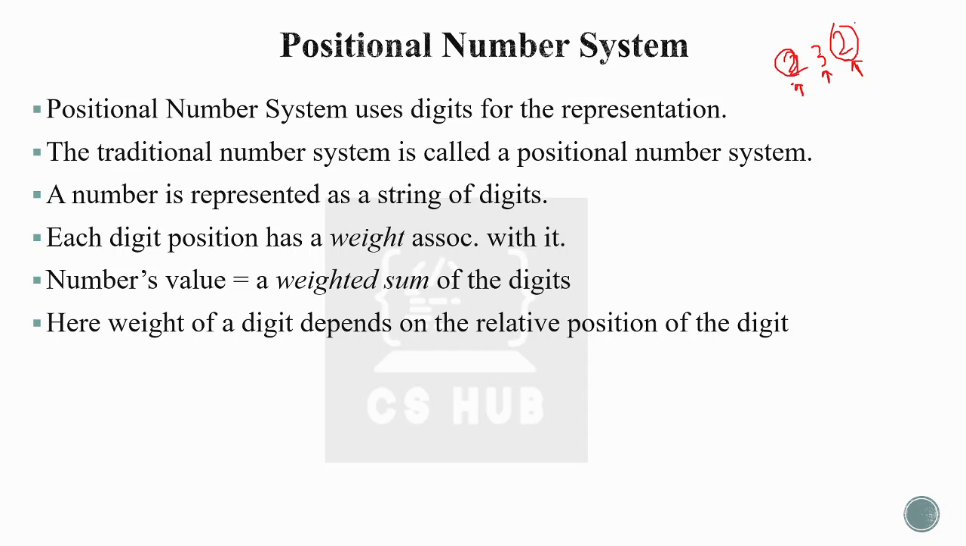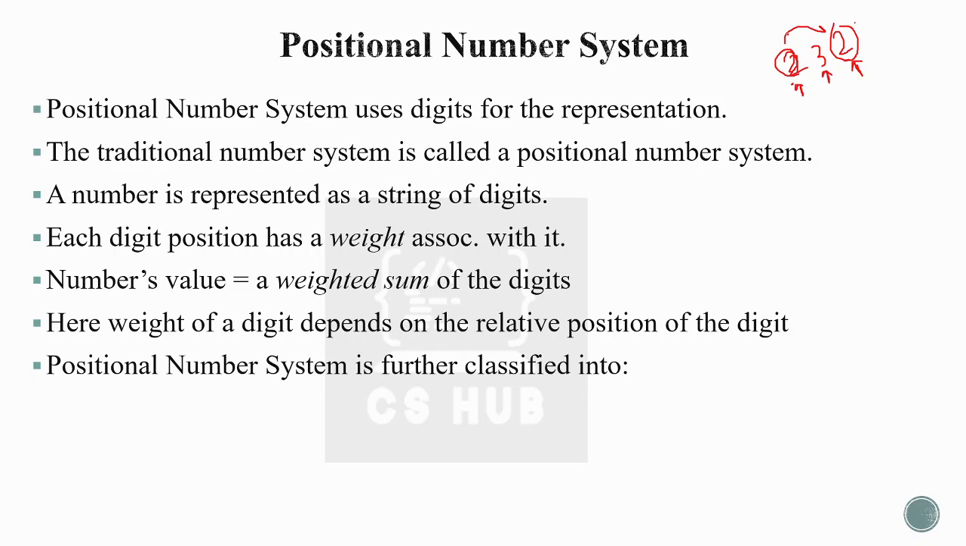A digit's value depends upon its relative position. Here we can see these are the same digits, but the weight changes according to the position of the digit. This kind of number system is known as the positional number system. Here the number's value is equal to the weighted sum of the digits. Positional number systems include binary, octal, hexadecimal and decimal also.